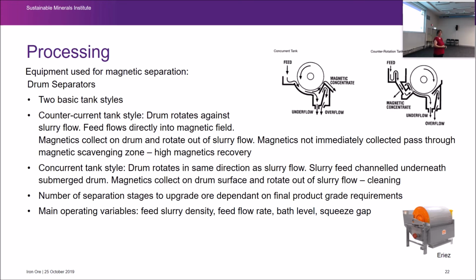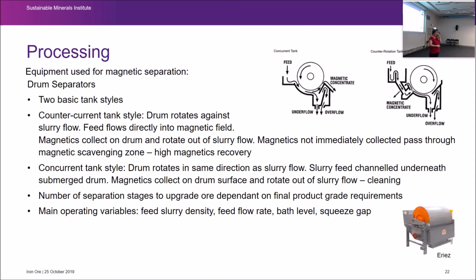Your concurrent style, the drum rotates in the same direction as your feed flow, and your feed is channeled underneath the drum, and your magnetics connect to the drum and are then collected. This is usually for a cleaning stage. Your number of separation stages required to upgrade the material is really dependent on what product grade you're after. It's specifically driven by the silica oxide content in your final product.